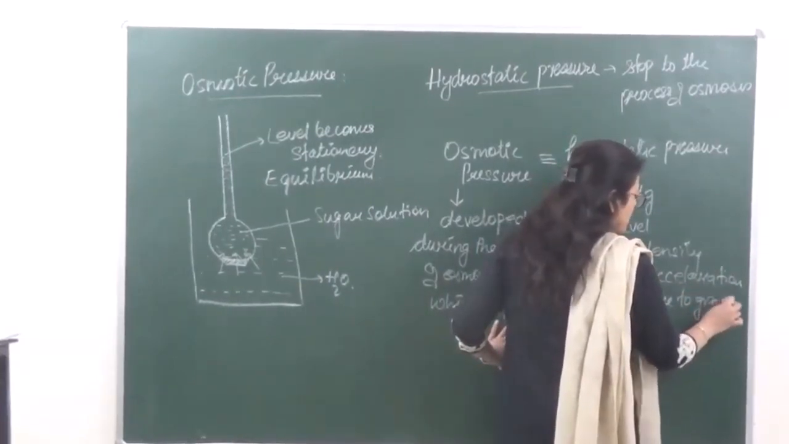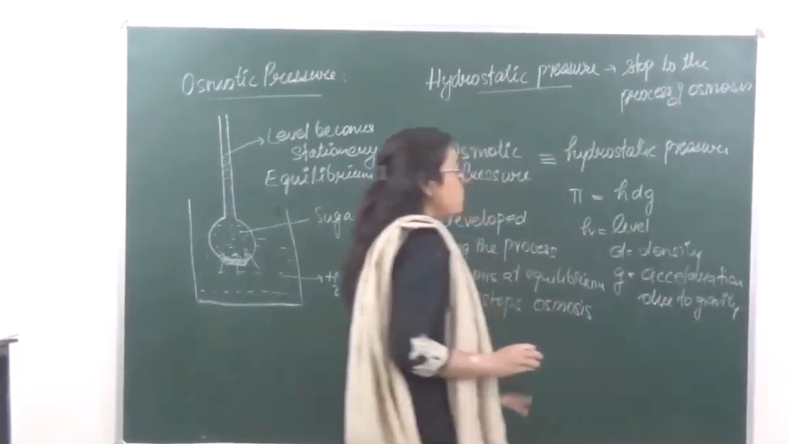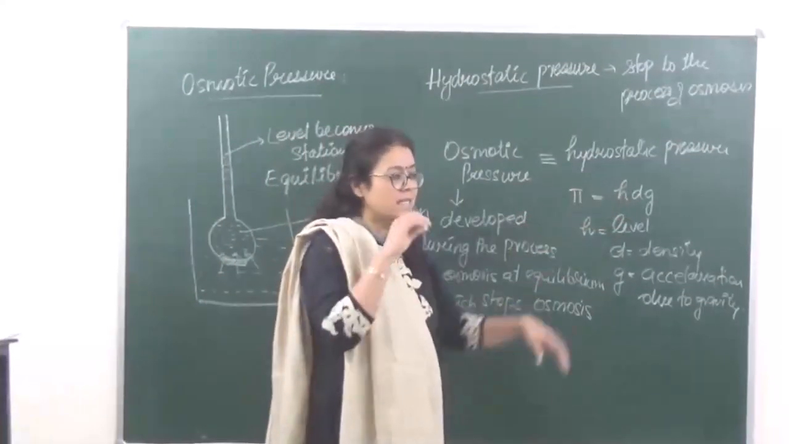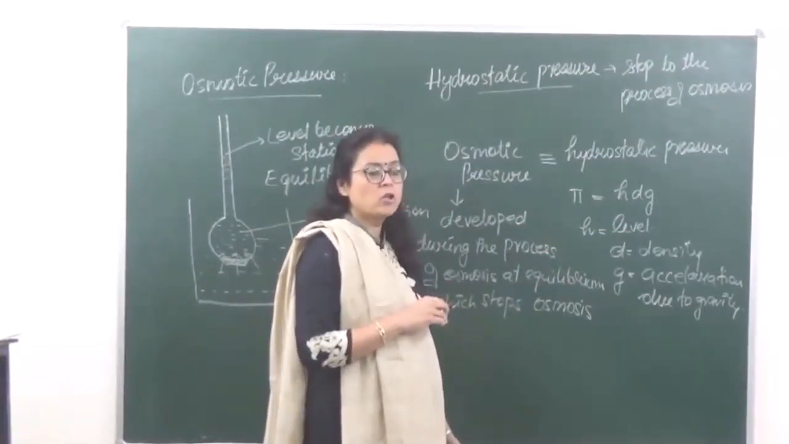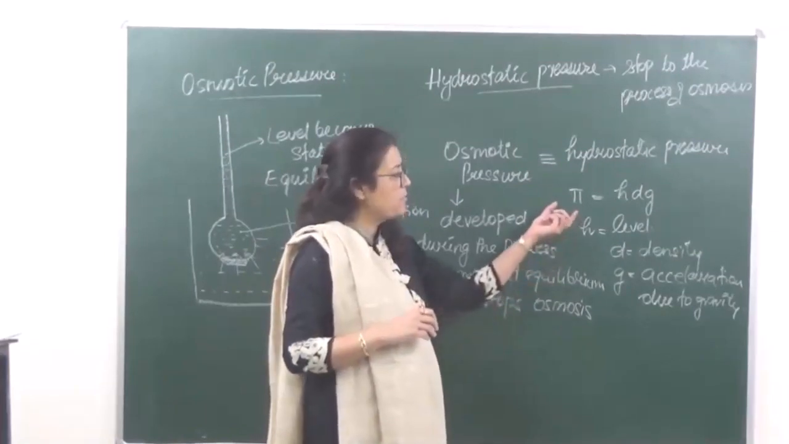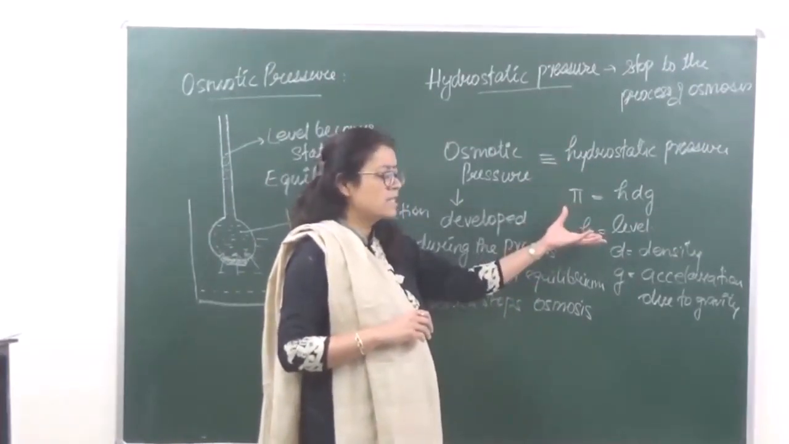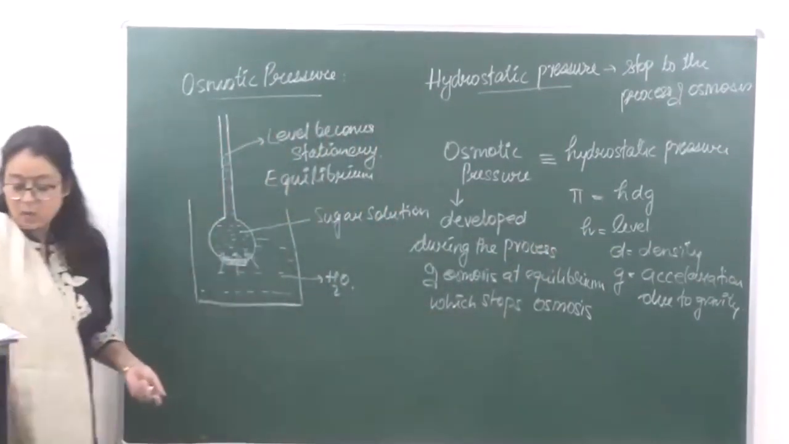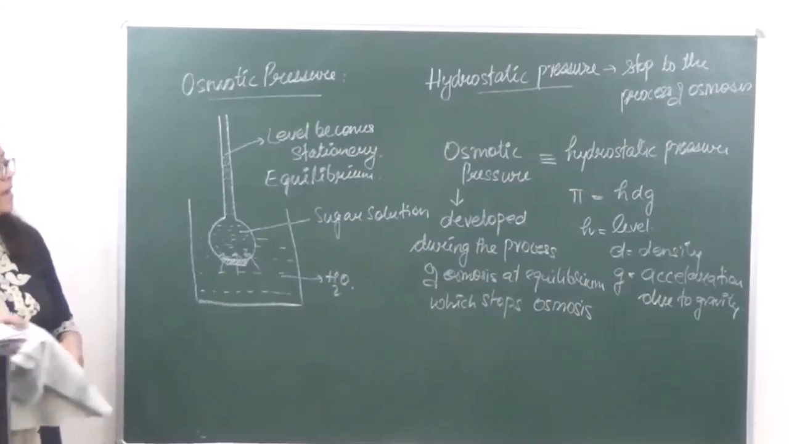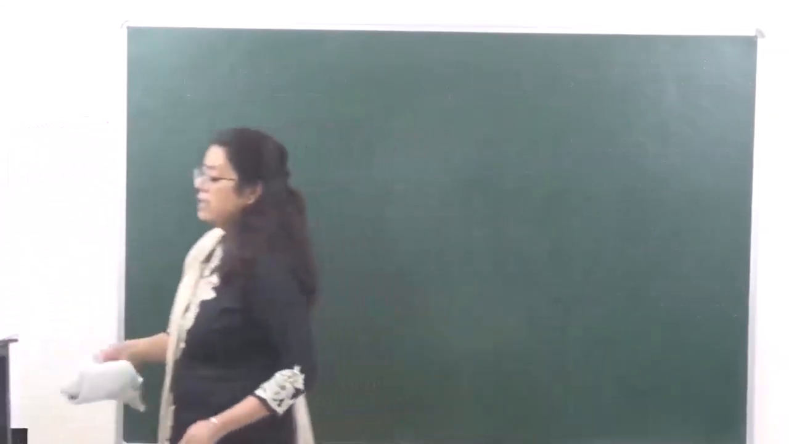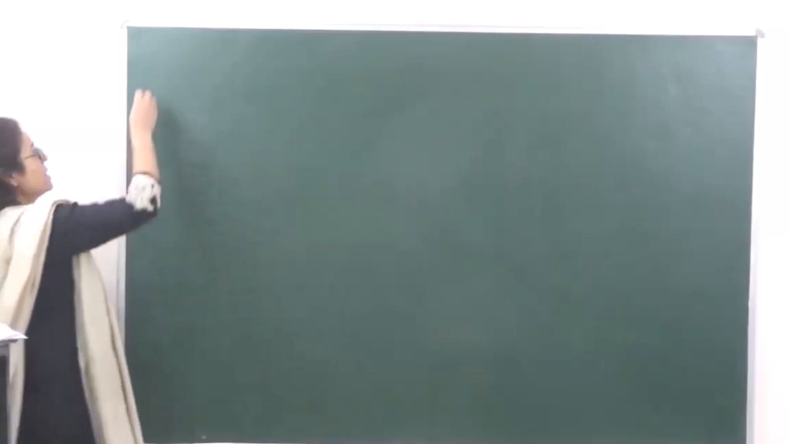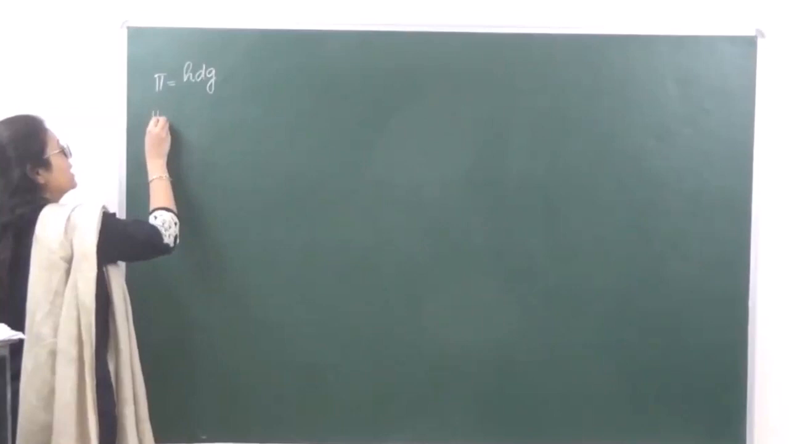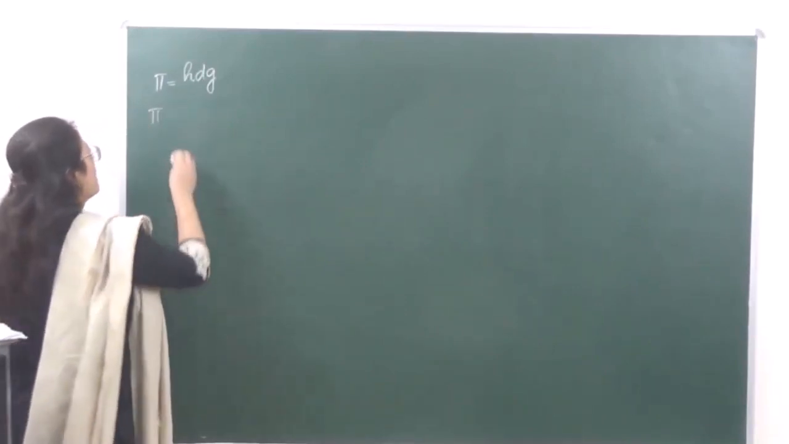So if in the question it is given to you that the height is this, density is this and gravity is this, calculate osmotic pressure. So it's a very simple expression which you have to use over here. Pi is equal to hdg. Right? Now while deriving an expression of pi, we have another expression. There is another expression, besides pi is equal to hdg, which we have just done.